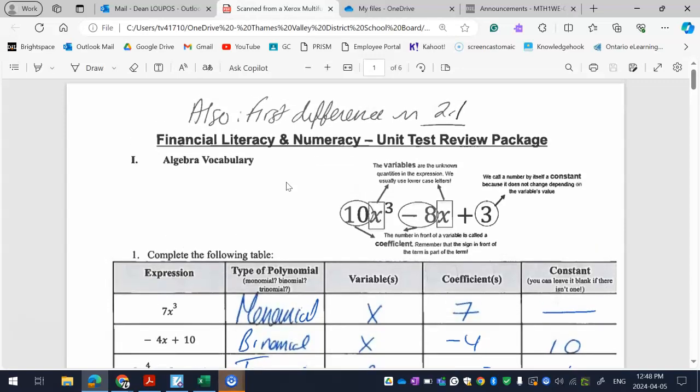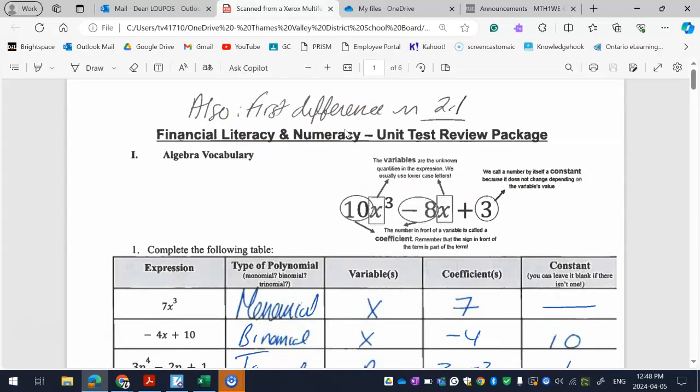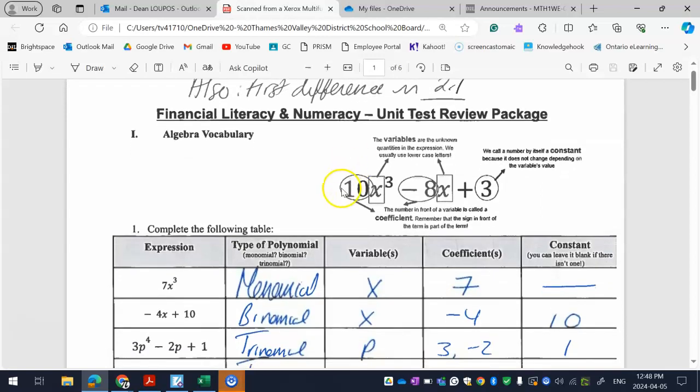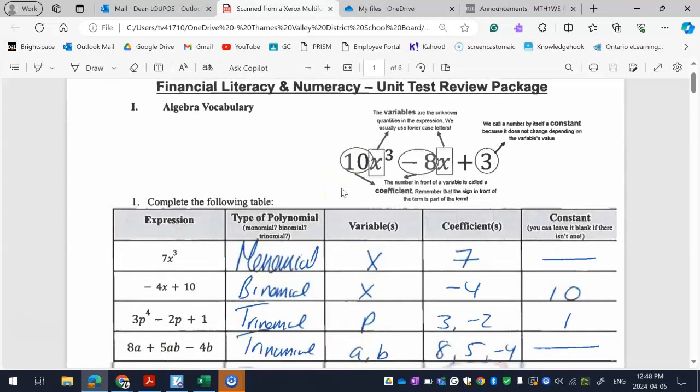So here we go. First thing you want to do also, that's not on this review, to get ready for the test is to go over the first differences in 2.1. There's a little video there going through the charts to figure out what linear is. So do that, please. Then we're going to look here in number 1.